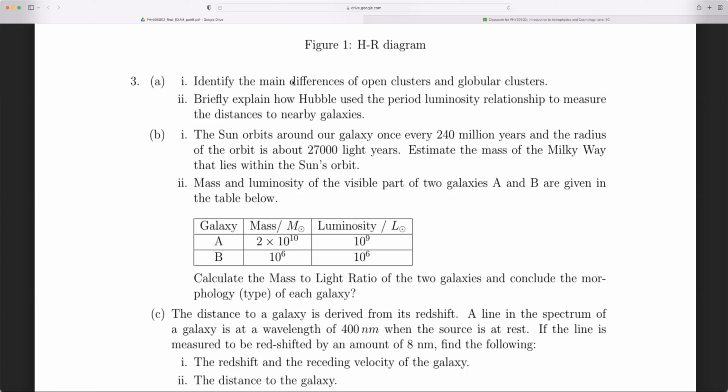Now you need to tell the method that he used. The method is that you need to find a Cepheid star, and then you have to measure the period of that particular Cepheid star. A Cepheid star changes its brightness regularly, so you need to measure its period. Then you should know that there is this period luminosity relationship, with which you can find the luminosity of that particular star, right? That period luminosity relationship is a well established one. It is there, and if you remember, you had these graphs and everything.